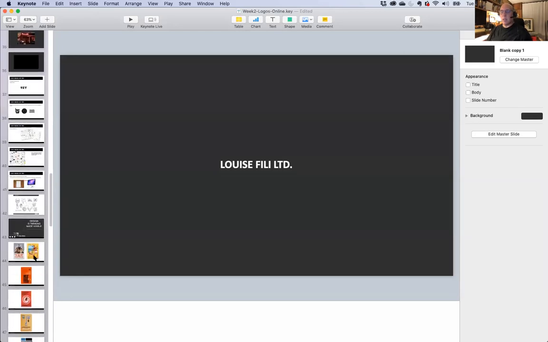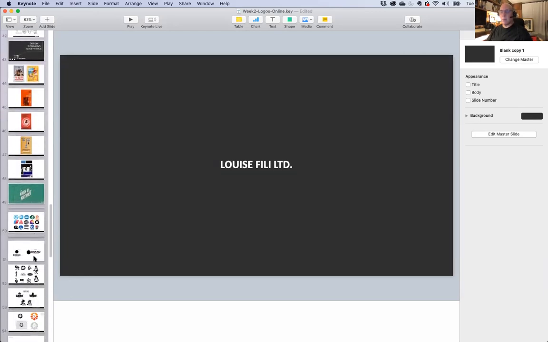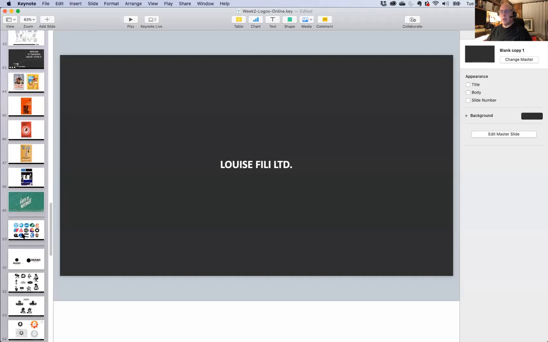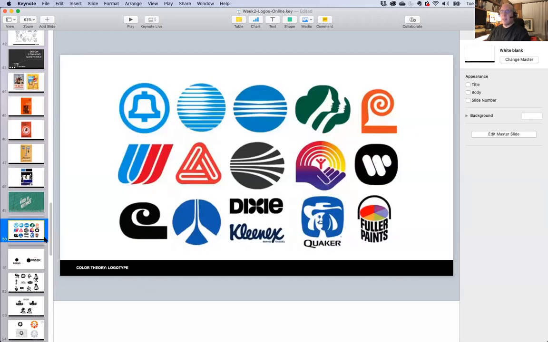Let's see, let's go here. All right, so Saul Bass. Saul Bass was a master in the 20th century of logo design. He did logos for every major company. And this is the original AT&T logo that he did. That came out of the Bell, which he also did.